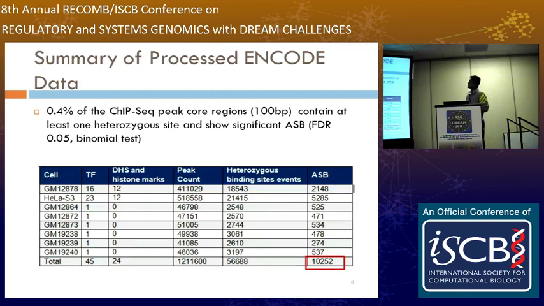Here is the data we collected from the ENCODE project. Overall, we collected 45 TF ChIP-seq experiments. And actually, only 0.4% of the ChIP-seq peaks are classified as ASB. Most of them are non-ASB. The total number of ASB events we collected is about 10,000.